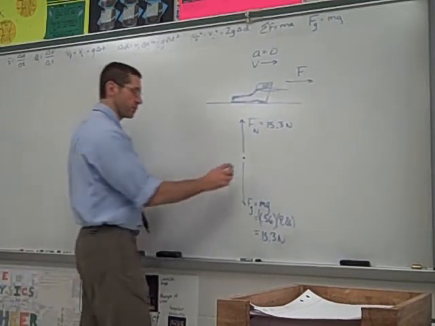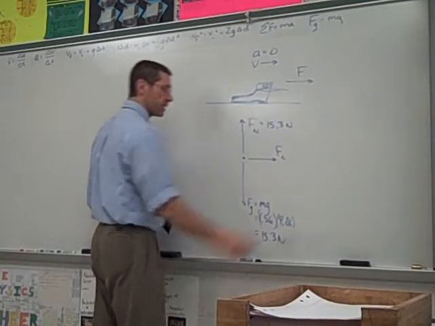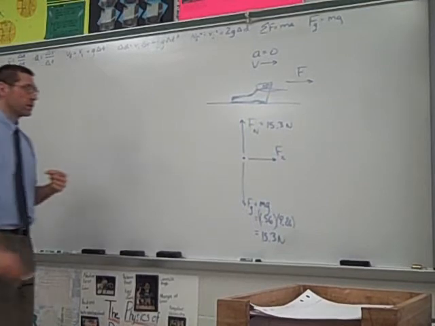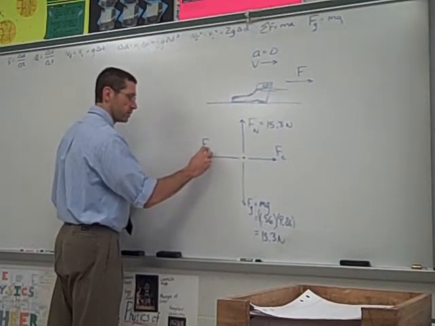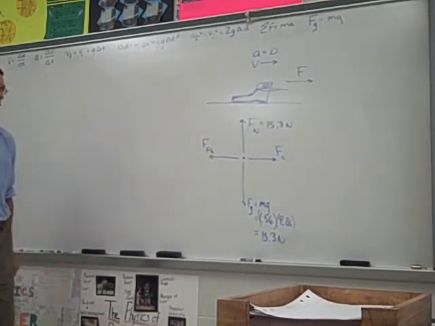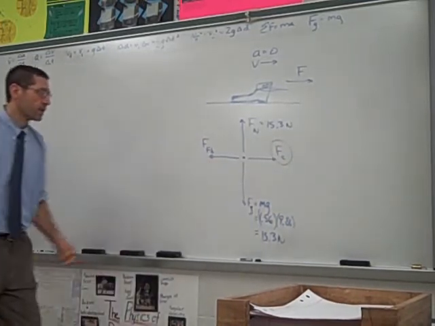And now the child's pulling on it, so there's going to be a force this way from the child. We're going to put an FC there for the force from the child. It would really be the tension in the laces, but that's fine. Since it's moving at a constant velocity, the kinetic friction force has to equal the force that way, because all the forces are balanced. What we want to find is FC, how much force the child is applying.